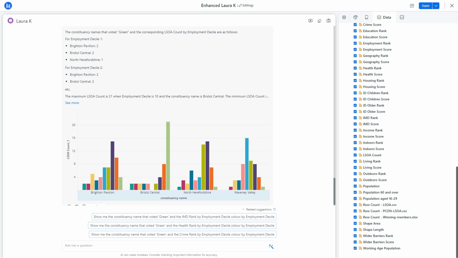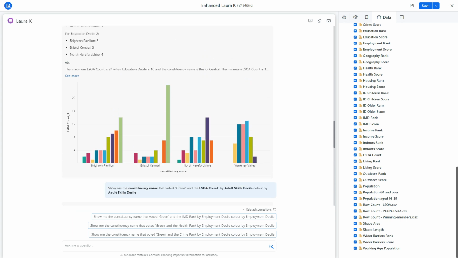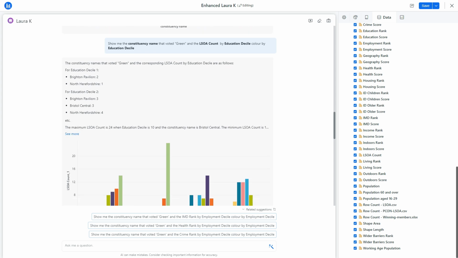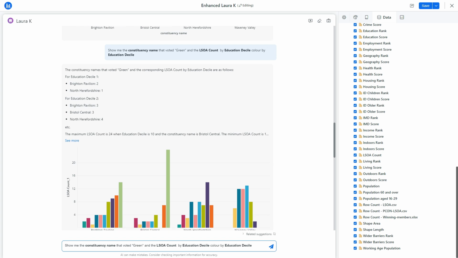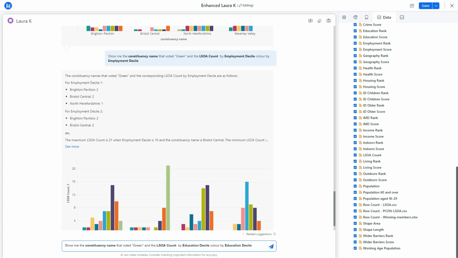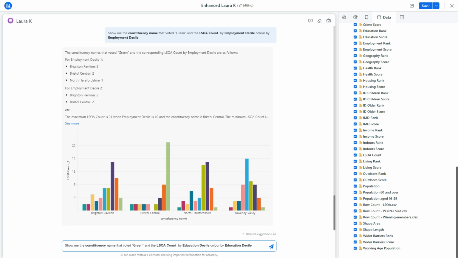So what we're going to do now, we're just going to rewind up a bit. We're going to pick that query, the one for education. So we're just going to repeat that down there, but instead of saying green, we're going to say Reform UK. And let's send that off.